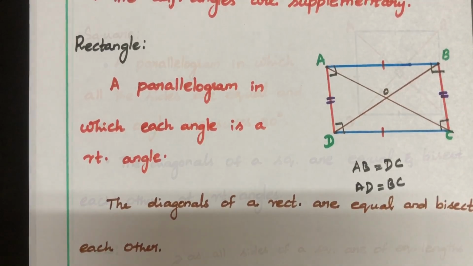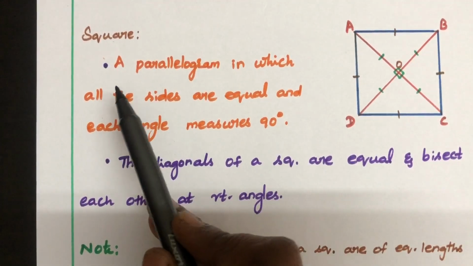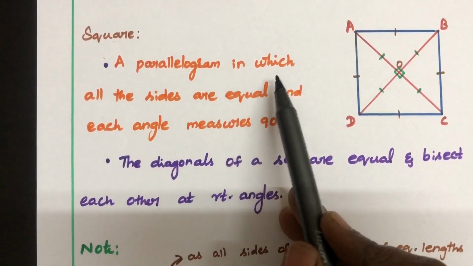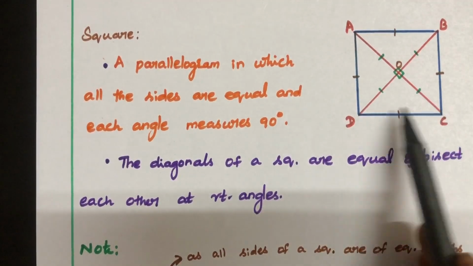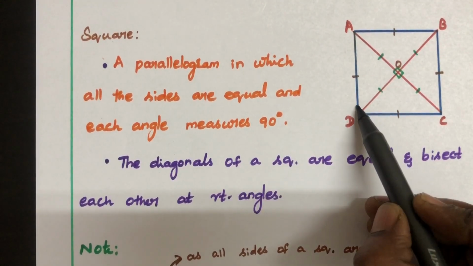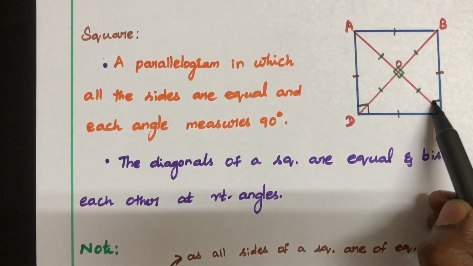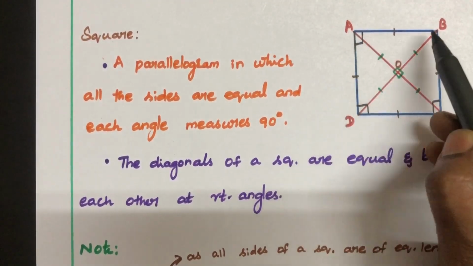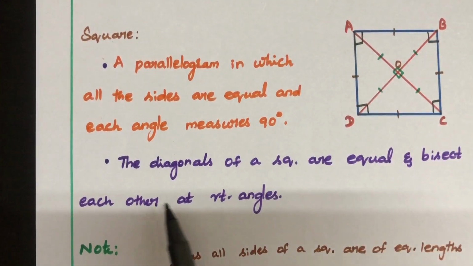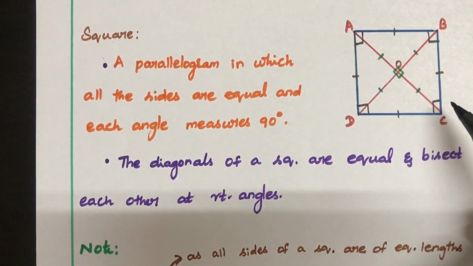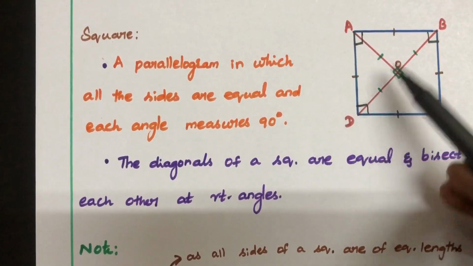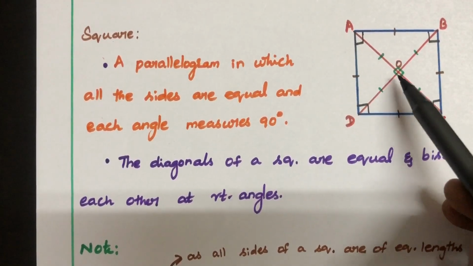Okay. Next, square. Finally, square. A parallelogram in which all the sides are equal and each angle measures 90 degrees. All the angles formed in the corners are right angles. The diagonals of a square are equal and bisect each other at right angles. This also bisects each other at right angles.